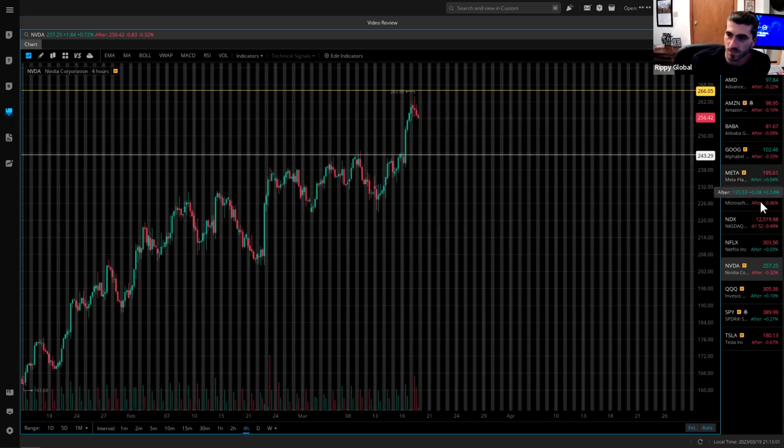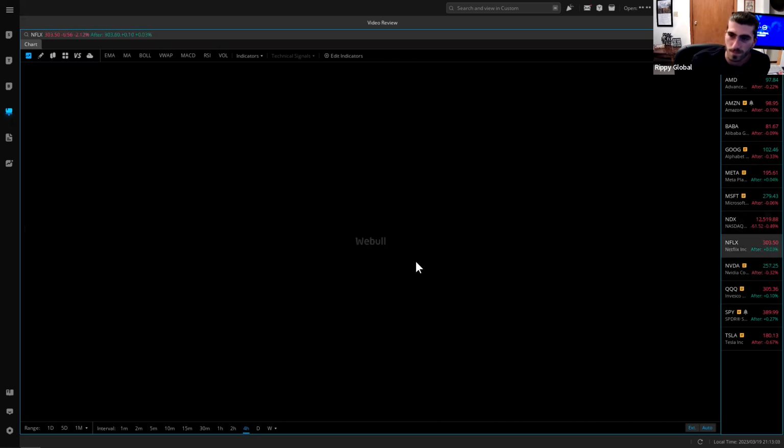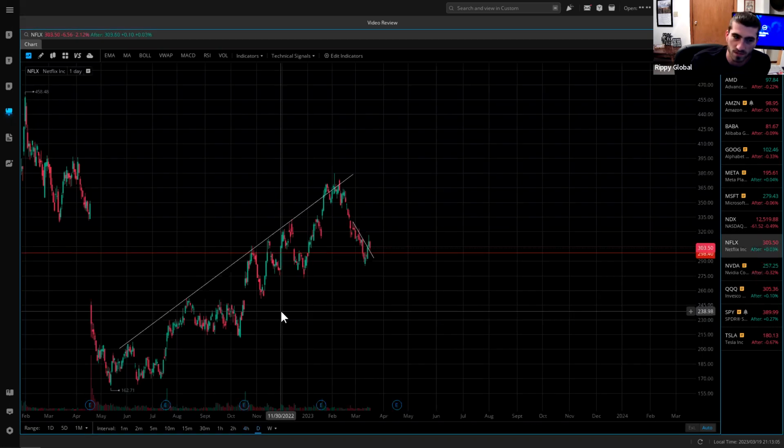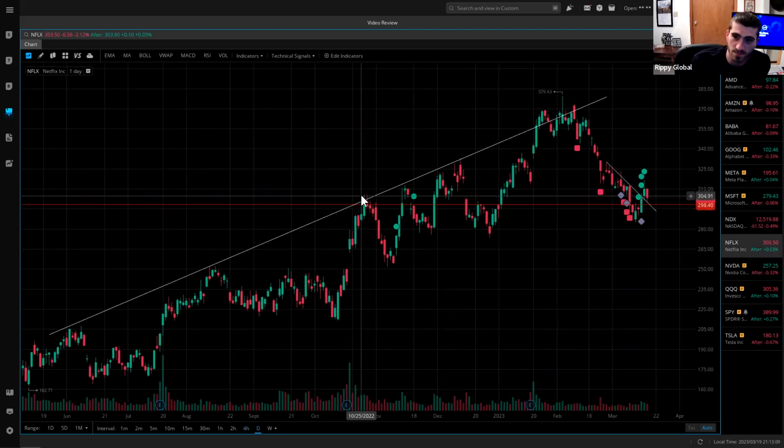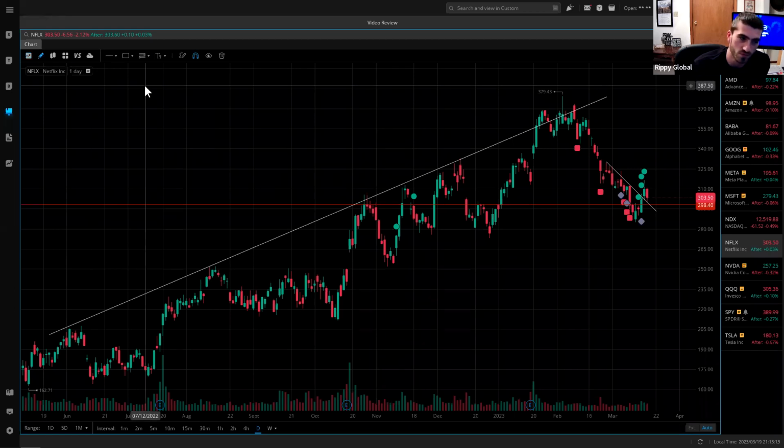What was the example? QQ, no, Netflix. So Netflix on the daily for market structure on this, I'm using the higher low or the higher highs for puts. Every time a higher high forms, overall, are you bullish?